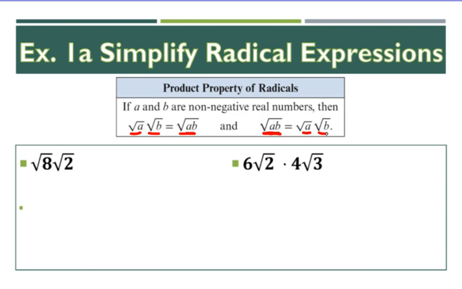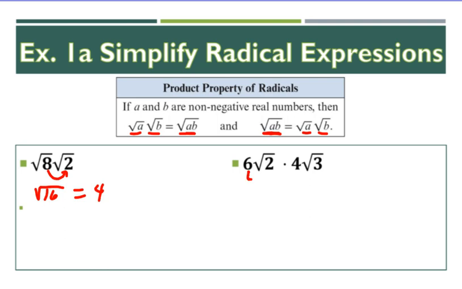So the square root of 8 times the square root of 2. You multiply the radicands, and that would give us the square root of 16, because 8 times 2 is 16. The square root of 16 is 4, because that's a perfect square. Times the square root of 2 times 4 times the square root of 3.